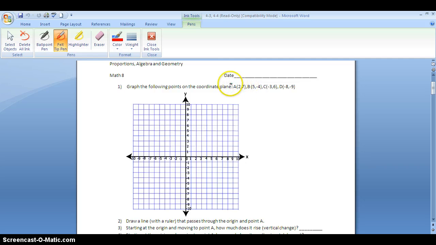We're starting off with this A, which is the point with coordinates (2, 7), which means 2 to the right and 7 up. 1, 2, 3, 4, 5, 6, 7. And I'm going to put a point right in there. All right, can you guys do that same thing for all 4 of those points? And then we'll stop the video right here. When you guys are done, we'll start it up again.